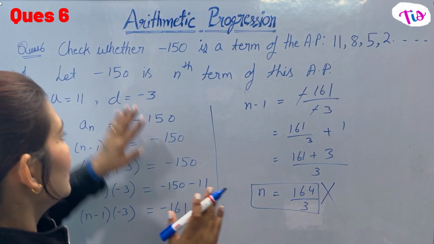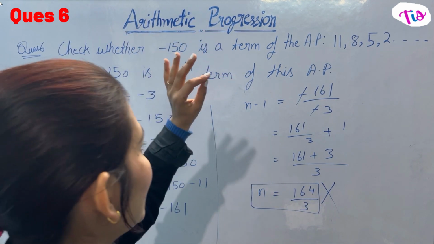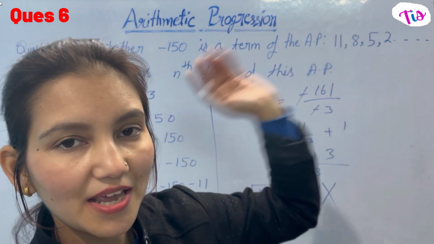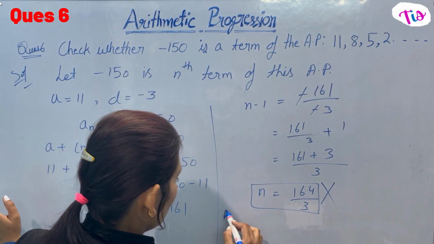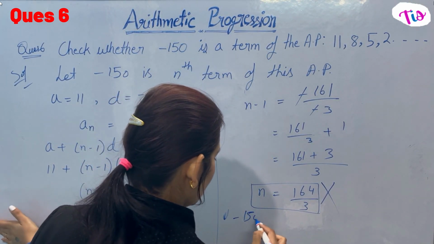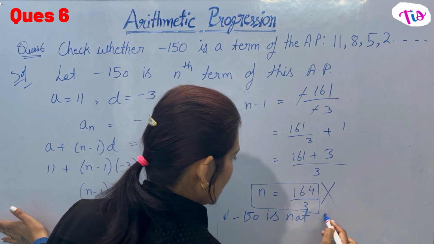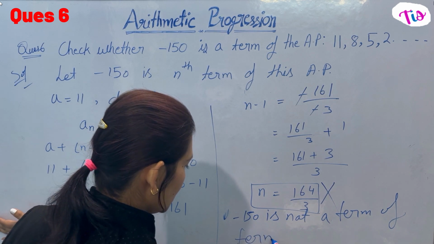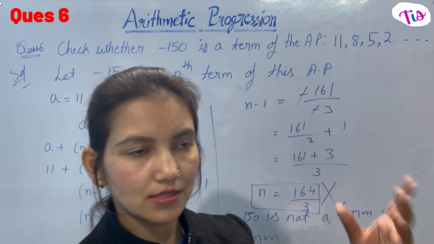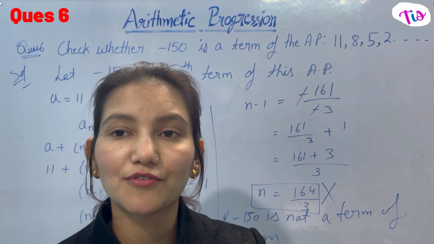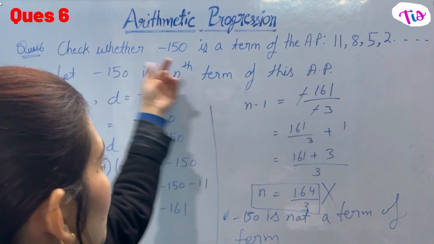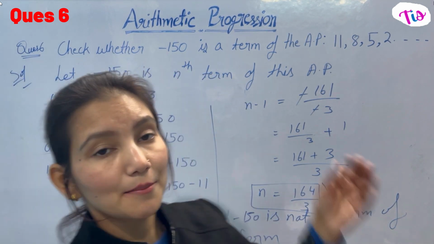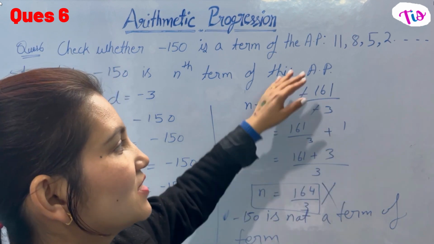It means this particular term, minus 150, is not a term of this AP. It means it will not come anywhere in this AP. So minus 150 is not a term of this AP. Whenever the value of n is in decimals or fractions, it means that value of n is not possible, and that arises because of the wrong assumption that minus 150 is the nth term. n cannot be a fraction. That's why minus 150 cannot be any term of this AP.